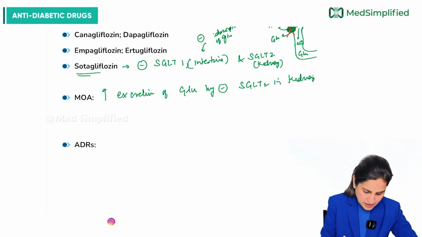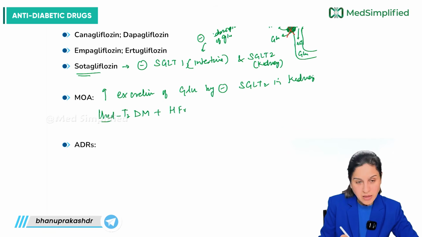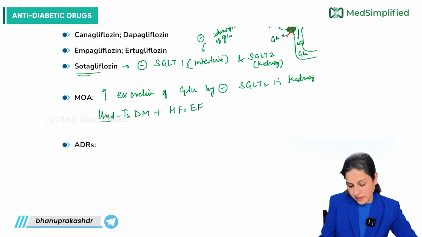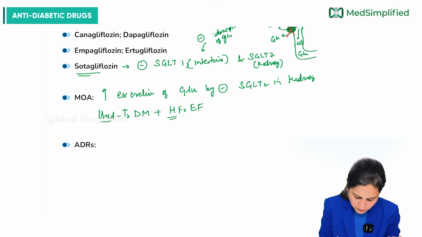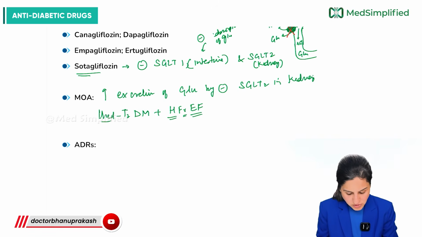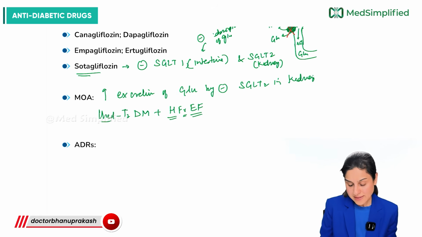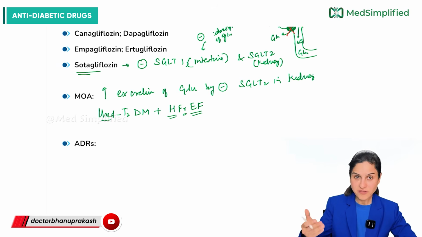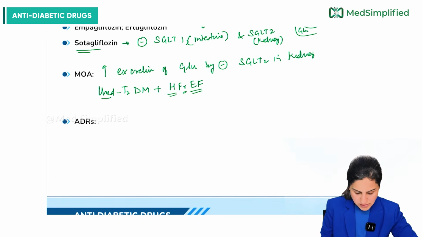So this is a very, very good drug if the patient has diabetes mellitus type 2 along with heart failure with reduced ejection fraction. Your drug of choice, or the best drugs available, are your gliflozins. So not only are they taking care of the diabetes mellitus, but they're also taking care of the heart failure. It decreases mortality in heart failure patients.